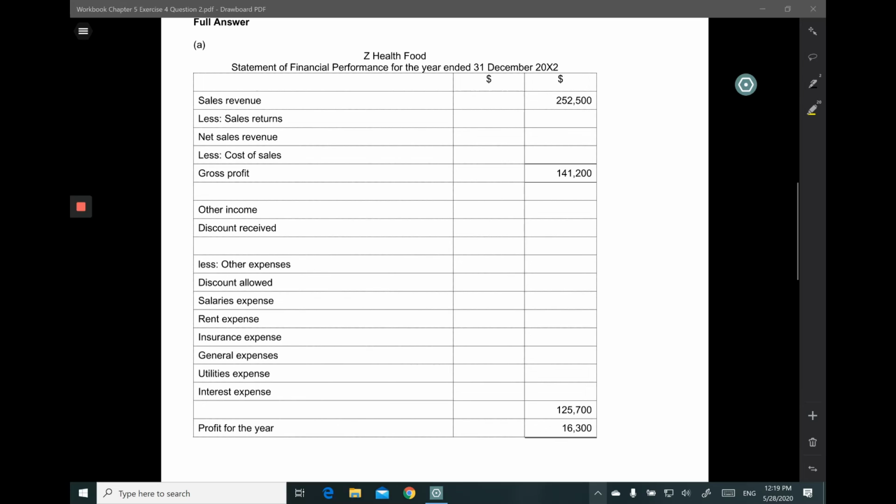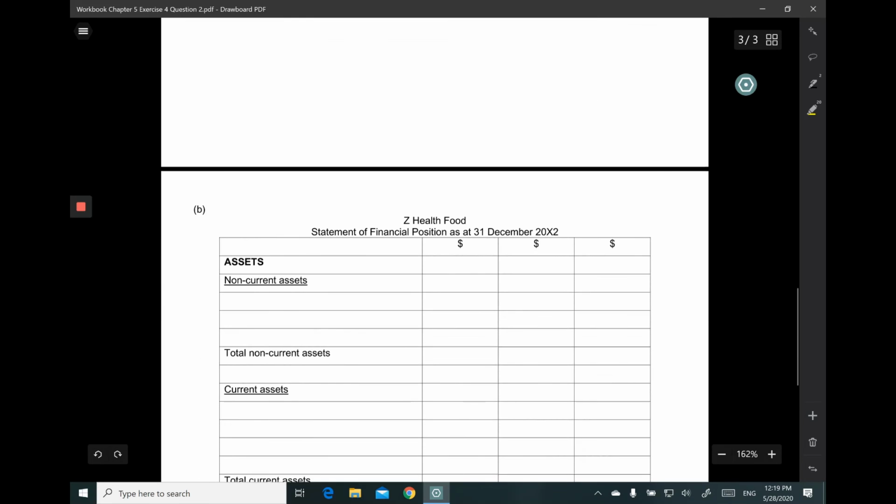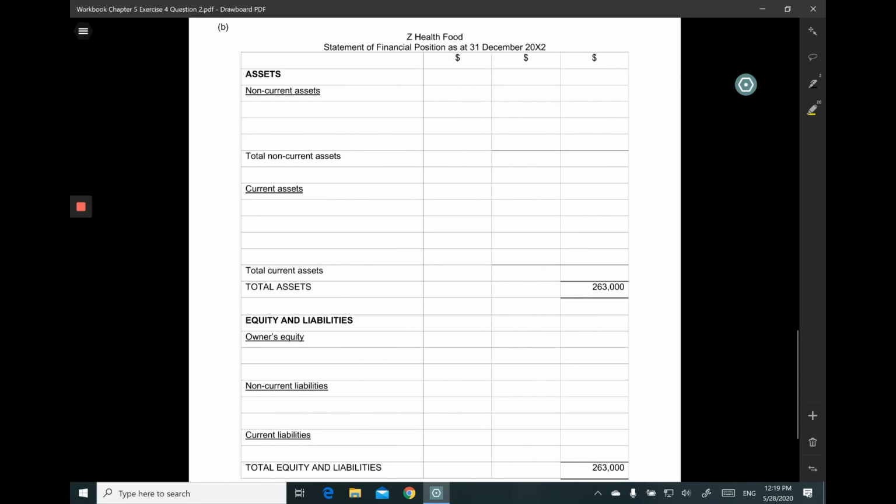Once you're done with the statement of financial performance, you get the profit for the year. You can port it over to the statement of financial position. On the next page, it's another teaser of how the statement of financial position should look. This is how you should categorize them. You start with the title and the business name, and then you put down the category labels. The number for total assets should be 263,000. It should equal the total equity and liabilities as well.